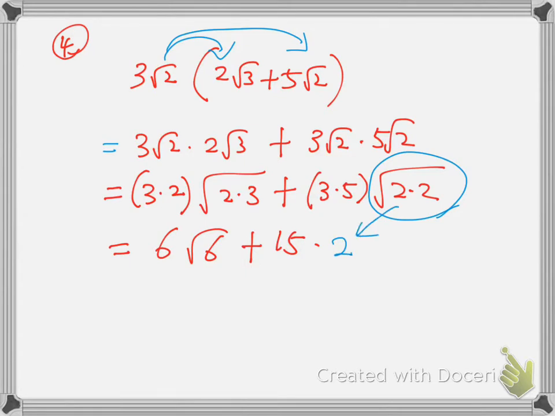Okay, number 2. So we can simplify that part. We didn't get the radicals, we get a good number, right? So the answer is 6 radical 6 plus 15 times 2 is 30. And that's the final answer. You cannot combine them because they're not like radicals.